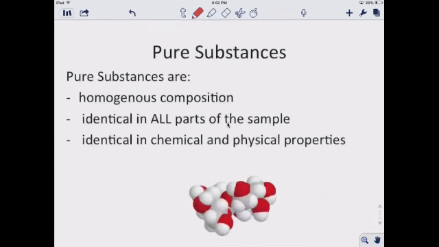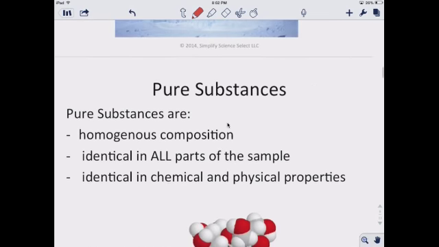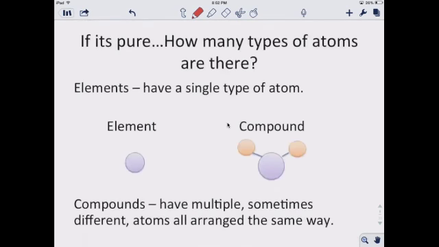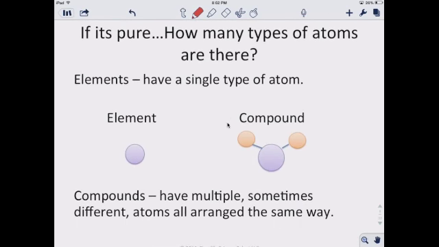When we look at a pure substance, we see that pure substances have homogeneous composition, meaning they're the same throughout. They're identical in all parts of the sample and identical in chemical and physical properties. Now, we said that a pure substance is a single element or a single compound. So let's define what an element is and what a compound is.